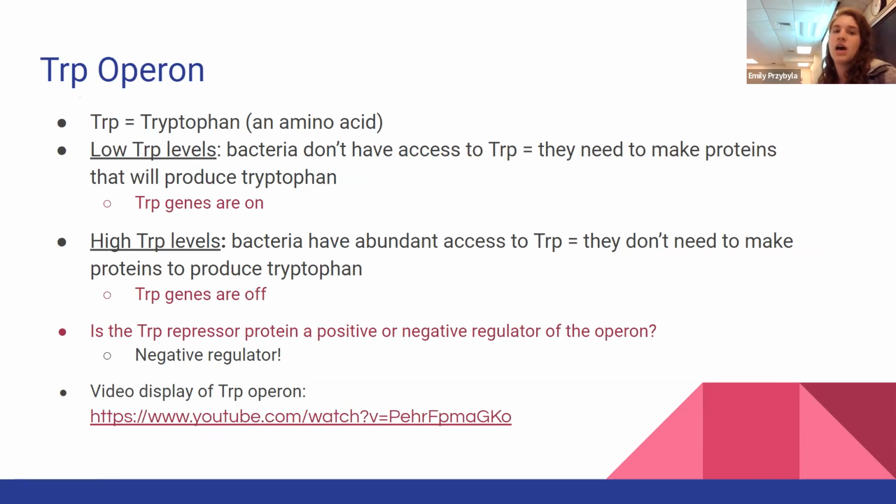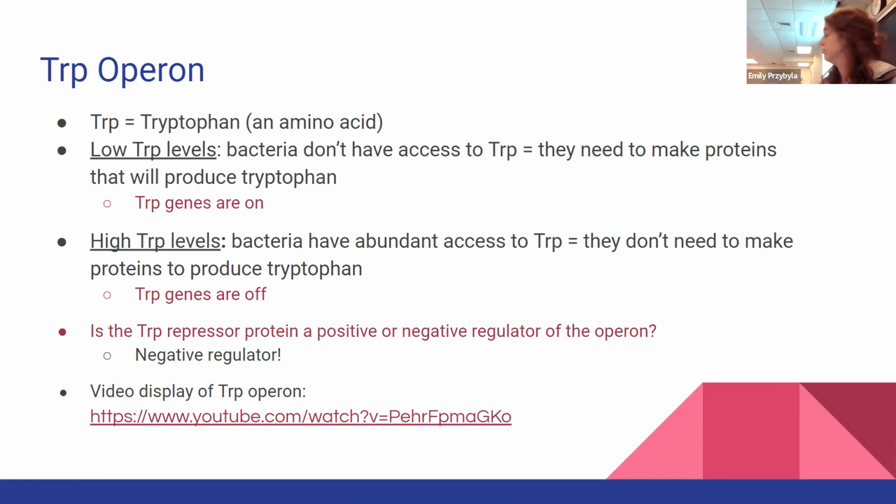Low levels of tryptophan mean that bacteria don't have access to tryptophan and we need to make more. So we want our trp genes on. At high levels, we have tryptophan and making it would be a waste of energy. So we want to turn off the operon because we don't want to waste energy.